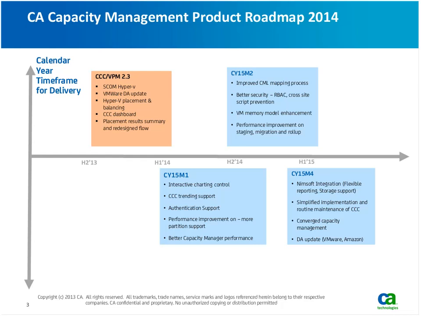So supporting AWS as a data adapter is on the roadmap for the milestone 4 release. So that is a quick overview of the calendar year 2014 roadmap.